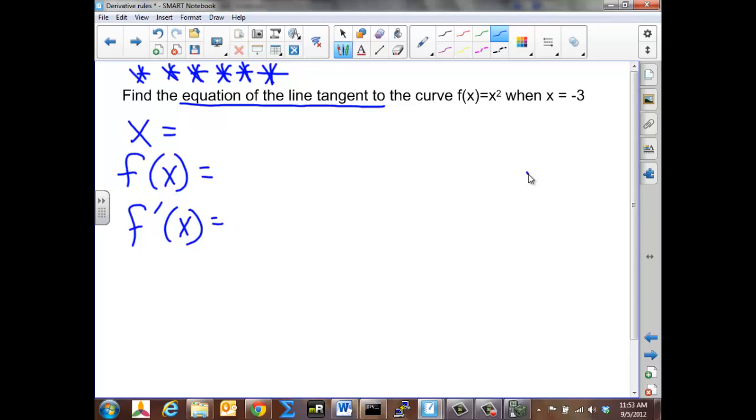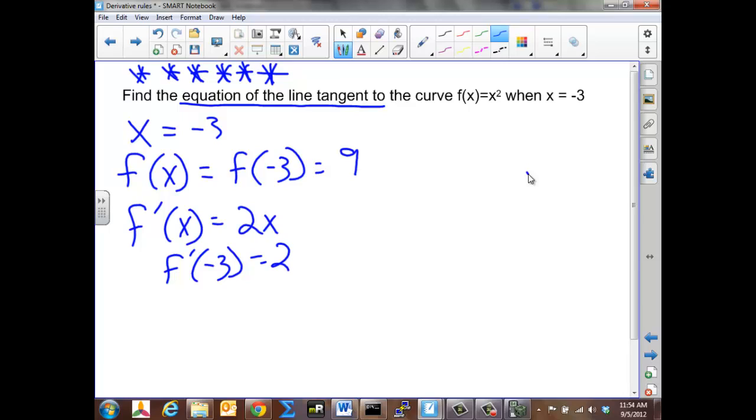What is x? Negative 3. So now, what is f of negative 3? When I put negative 3 in here, I get 9 out. Now, what is f prime of x? What's the derivative of x squared? 2x. So we want to know f prime at this specific point, at negative 3. That's 2 times negative 3, which is negative 6.